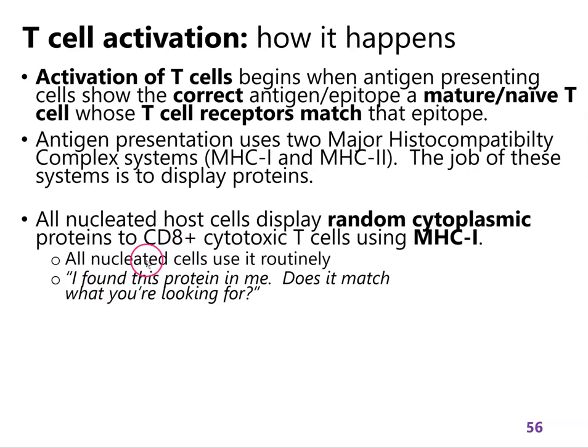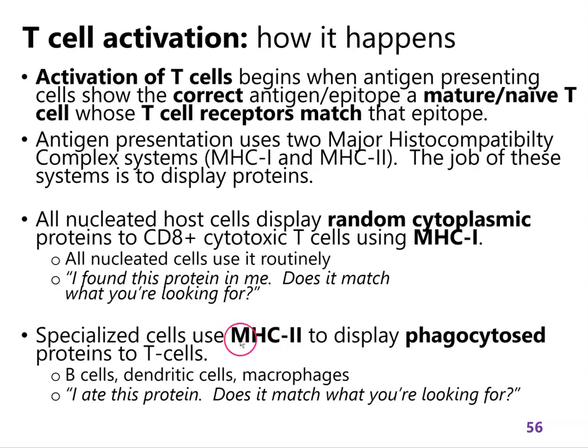And so the nucleated host cell is asking, I found this protein in me, does it match what you're looking for? If the answer is no, which is most likely, then the cytotoxic T cell will keep moving and they'll just ignore each other. But if the answer is yes, and it's what the cytotoxic T cell is looking for, the cytotoxic T cell will kill the host cell. That's MHC1. It's used to show random cytoplasmic proteins to CD8 positive cytotoxic T cells.